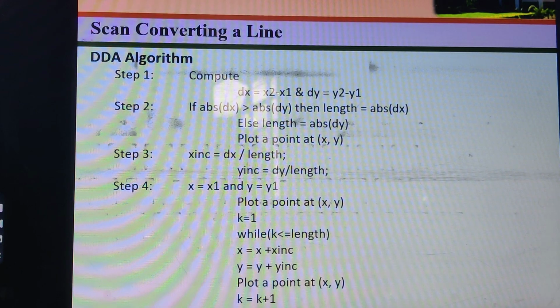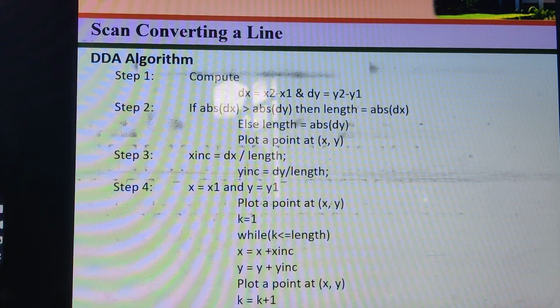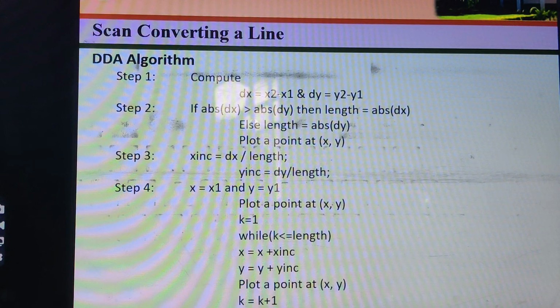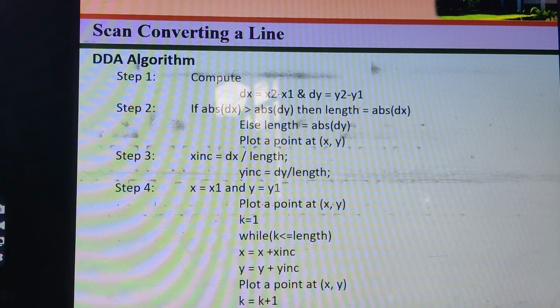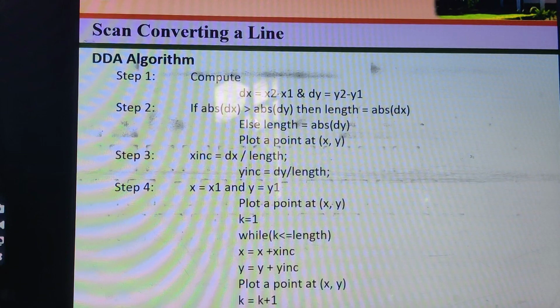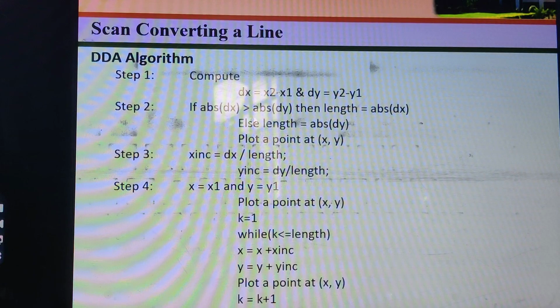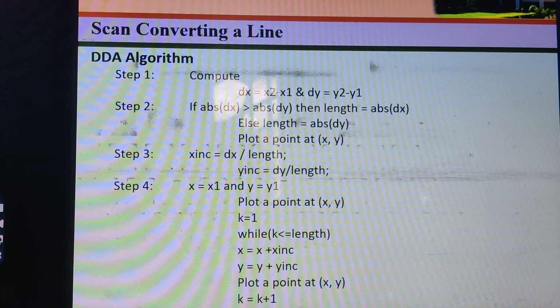In the third step, we have to calculate the incremental value, because here we have to increment the x value by adding to the initial value. So we calculate the x increment value with the formula dx upon length. We will get some value, maybe 0 point something, or it will be equal to 1. Next, the y increment value can be calculated as dy divided by length. Out of these, one value will be equal to 1, depending totally on the value of dx or dy.